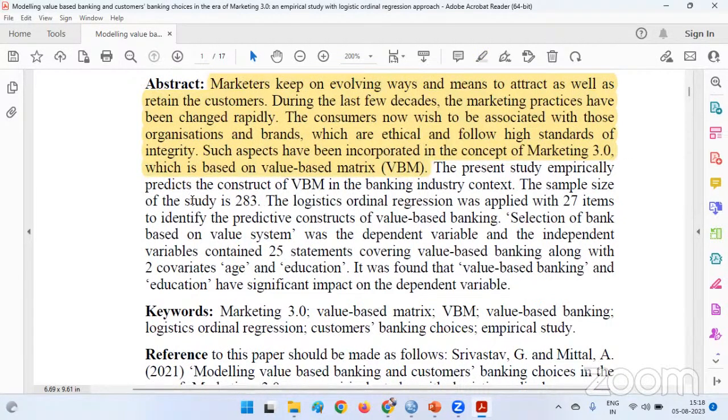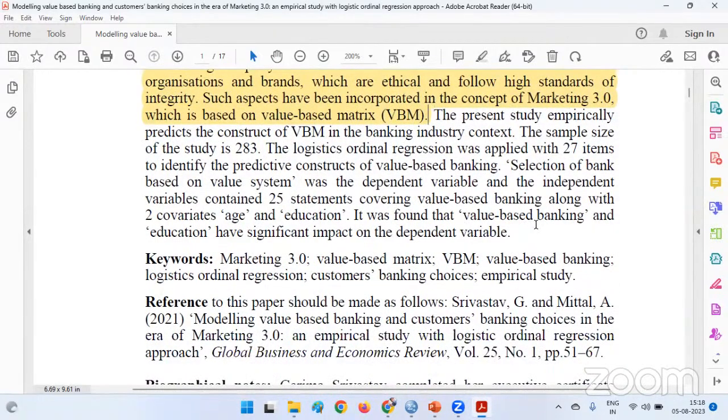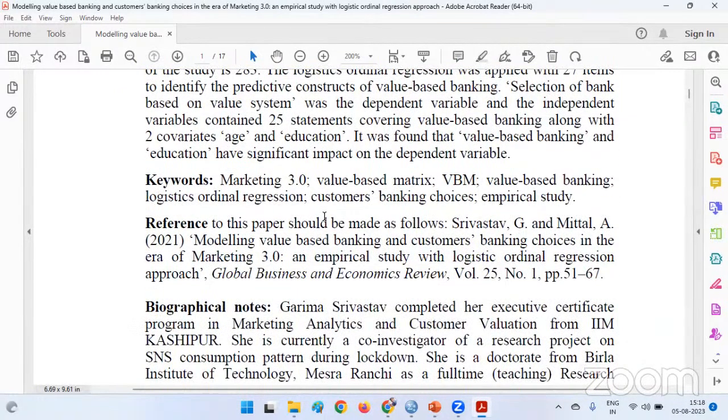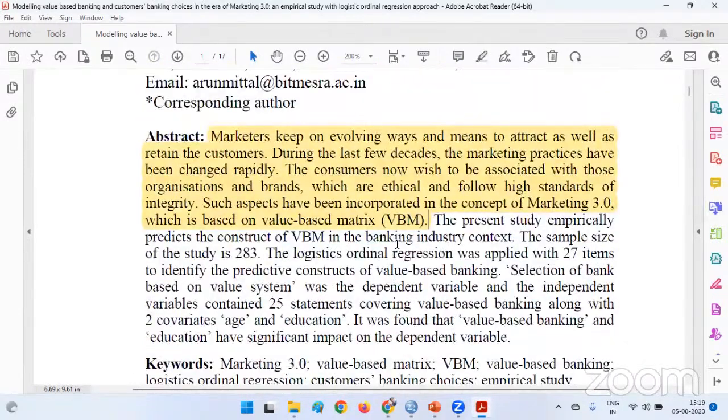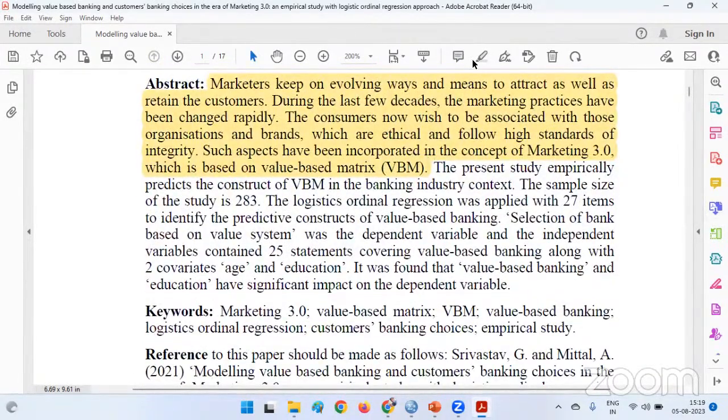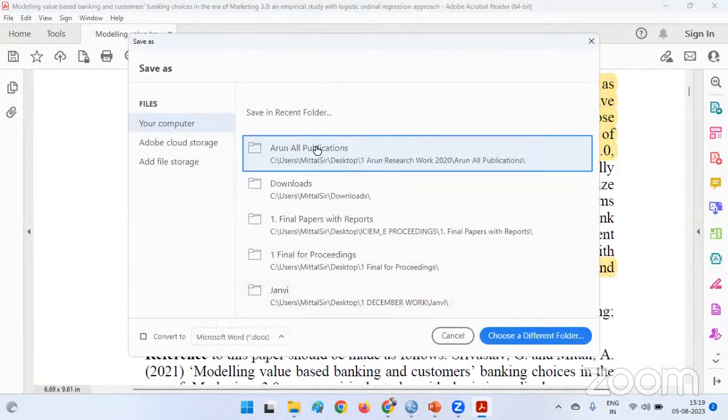The present study empirically predicts the constructs of VBM in the banking industry context. So you use value-based metrics, you use an abbreviation. Use abbreviation everywhere then. 27 items, then selection of banks was done, 25 items, then it was found that value-based banking and education have significant effect on the dependent variable. So basically you make it so crisp that your whole paper, including the finding, is in one line. You see there is a finding also. So this is all you have to include in one small paragraph of 150 words.